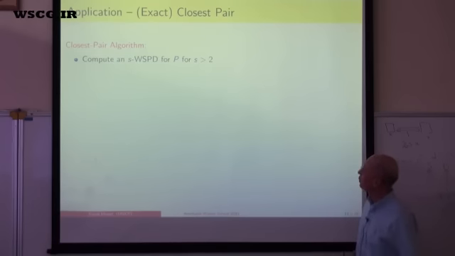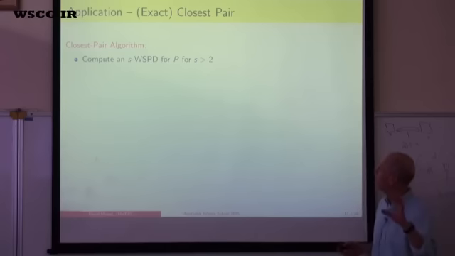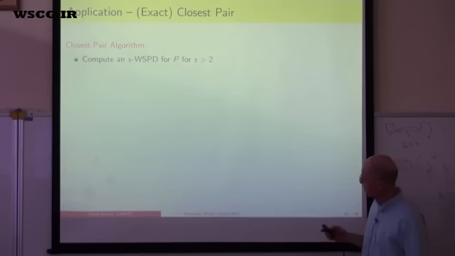So what I do is I compute a well-separated pair decomposition. The separation factor that I use is going to be 2. Actually, I'm sorry, I have to use a separation factor that's just anything bigger than 2. So pick a number that's just slightly bigger than 2, and then build the well-separated pair decomposition using that value.